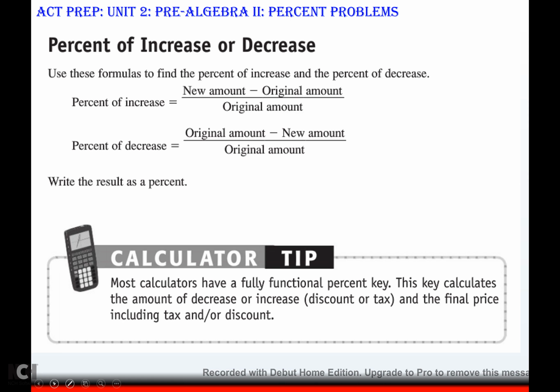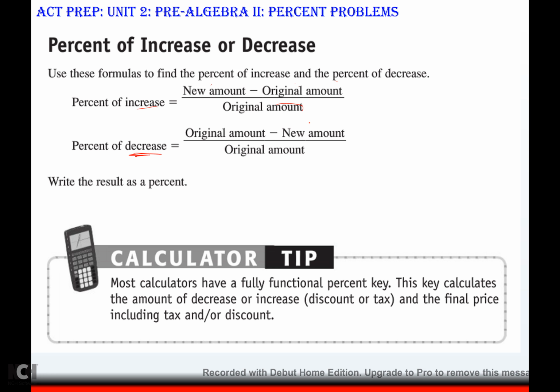Okay? Percent of increase or decrease. Percent of increase is when the price went up, so the new amount is higher than the original. So you take the new minus the original over the original. If it's decrease, then the original amount is higher. So you take original minus new over original.